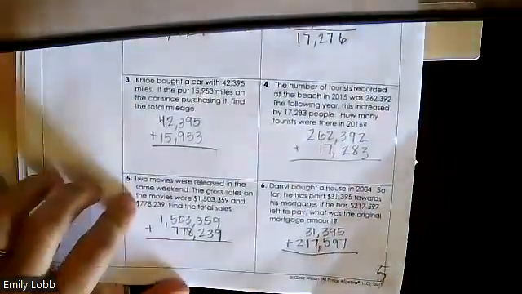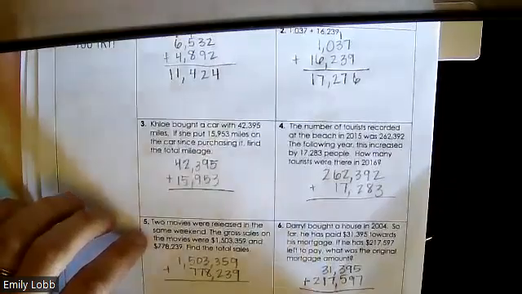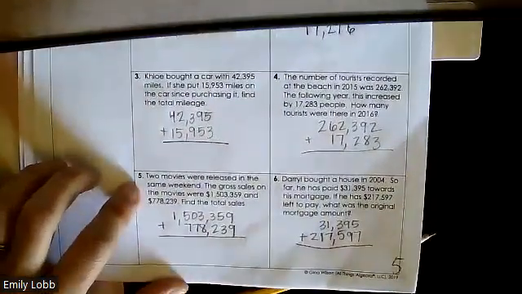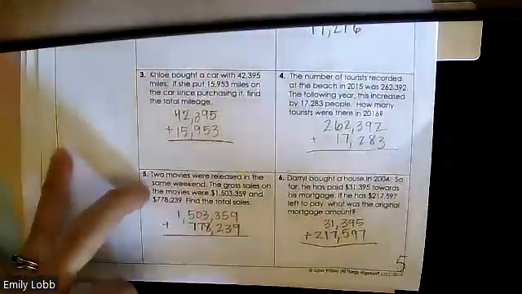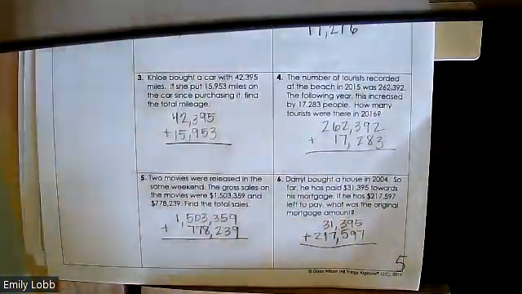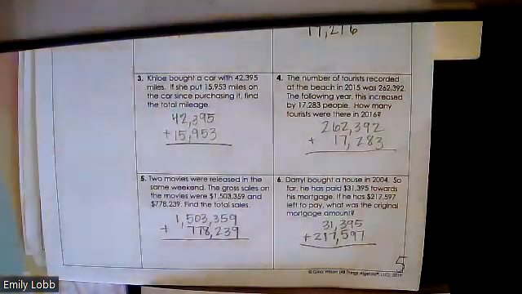Go ahead and add these up, and then most, if not all of these, I should say, have units to them. So I want to see what kind of units. A couple of them are just money. I think one might be people and one might be miles. Go ahead and practice adding those babies up.